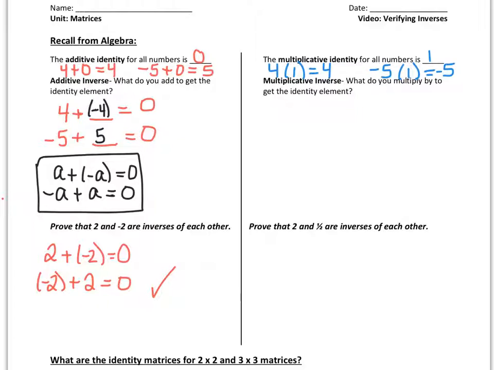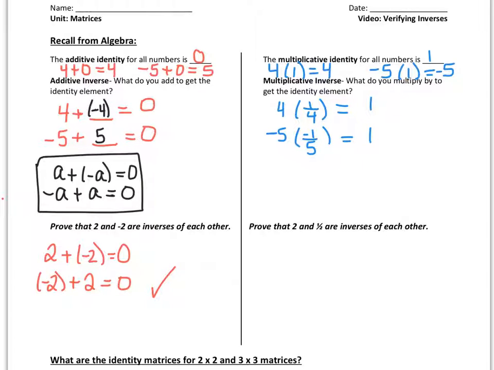So now if we discuss multiplicative inverse, you're basically asking yourself, what do you multiply by to get that identity element of 1? So if we take these same numbers, 4 and -5, what do I have to multiply 4 by, and what do I have to multiply -5 by to get 1? And here is where you should be thinking reciprocals. If I take 4 and multiply it by 1/4, I'll get 1. And if I take -5 and multiply it by -1/5, I'll get 1 as well.